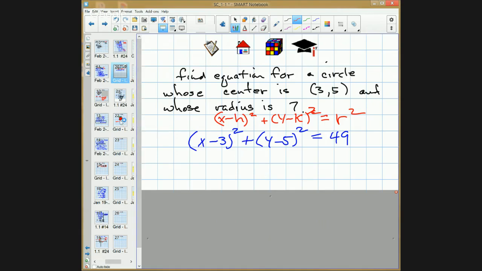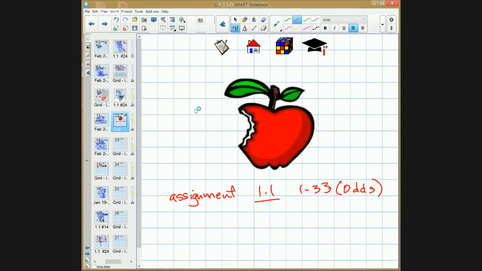Okay, and then that brings us to our assignment. Our assignment for this section, I'd like you to do 1 to 33, the odd-numbered problems, and that's beginning on page 8.